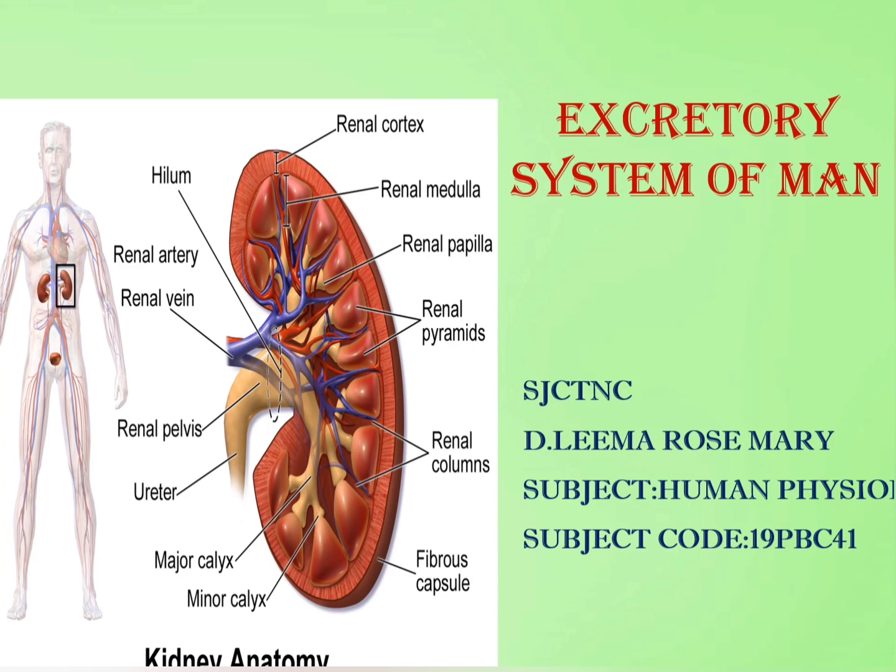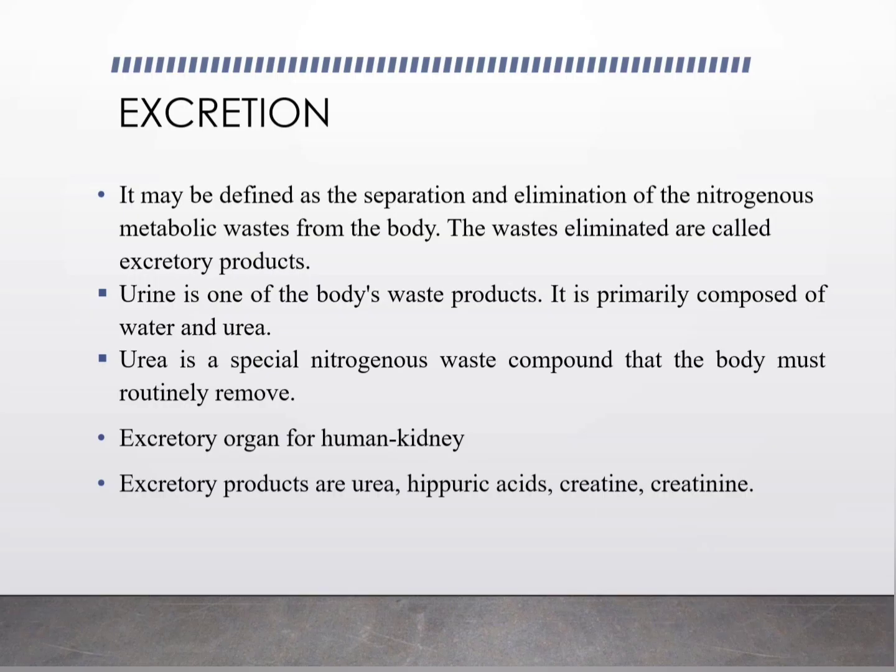Now I am going to talk about the excretory system of man. What is excretion? Excretion may be defined as the separation and elimination of the nitrogenous metabolic waste from the body. The waste eliminated are called excretory products. Urine is one of the body waste products.